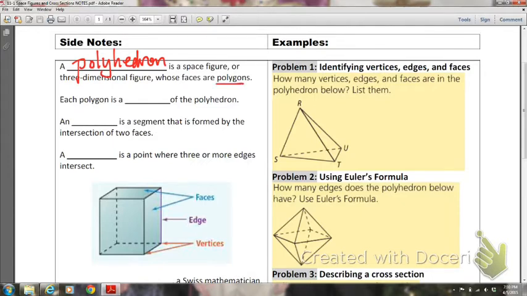So each polygon is called a face of the polyhedron, and an edge is a segment that's formed by the intersection of any two faces. A vertex is a point where three or more edges intersect. So there's a figure below to show a polyhedron that has its faces and its edges and its vertices.